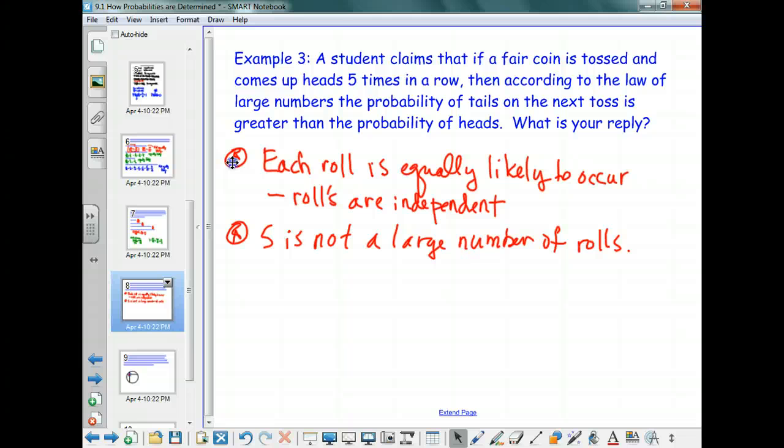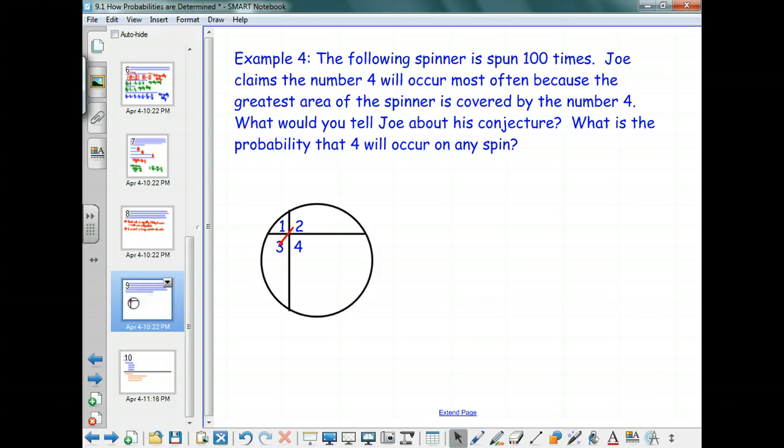All right, let's do this one. The following spinner is spun 100 times. Joe claims the number 4 will occur most often because it has the greatest area on the spinner. What would you tell Joe about his conjecture? What is the probability that 4 will occur on any spin? And he says 1/4. Why?